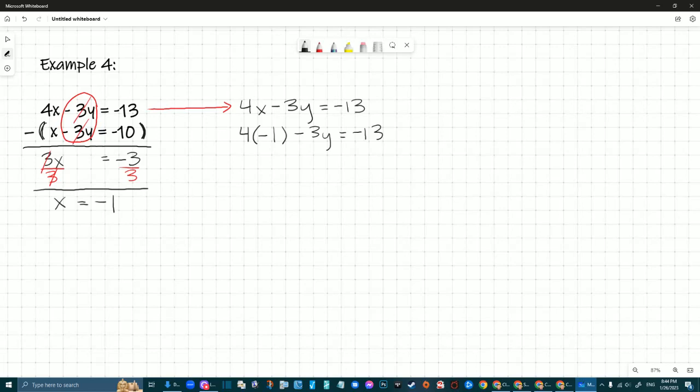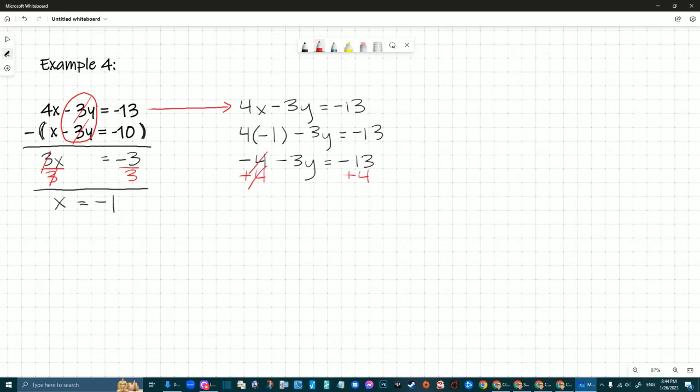Next, we're going to do that multiplication problem. 4 times negative 1 is negative 4. So negative 4 minus 3y equals minus 13. Now we start solving, first by focusing on the constant. To get rid of that negative 4, I'm going to add 4 to both sides.